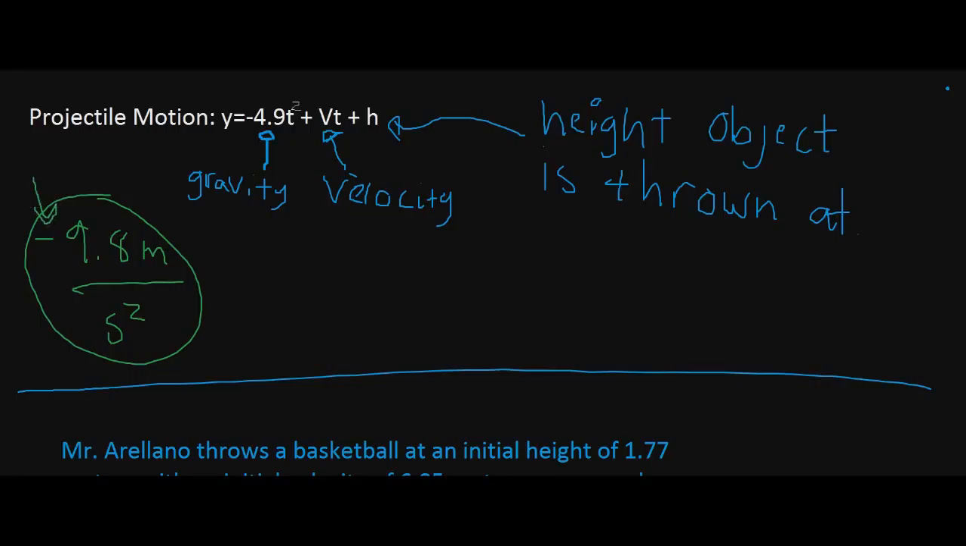When we're dealing with an equation like this projectile motion scenario, because we have this t squared, that's going to be half of 9.8, and that's why we get the negative 4.9 here. So in this equation, the negative 4.9 comes from gravity. The number in front of t, or x, is the velocity that an object is thrown from. And the h is the height that an object is thrown from.